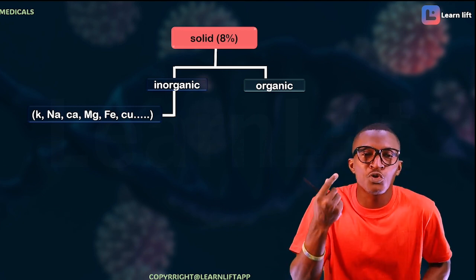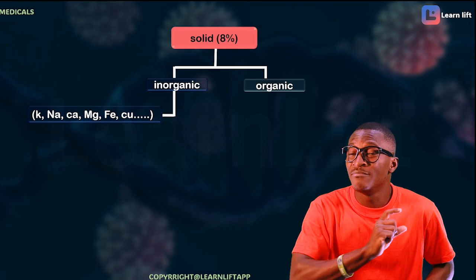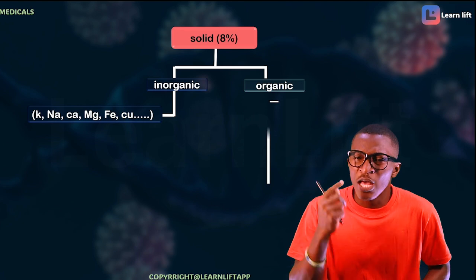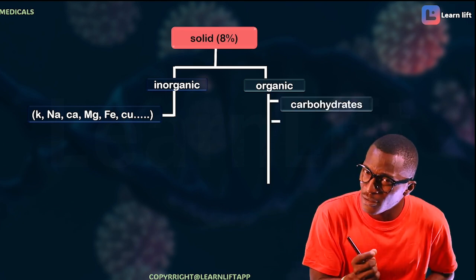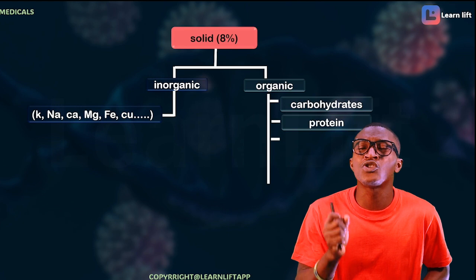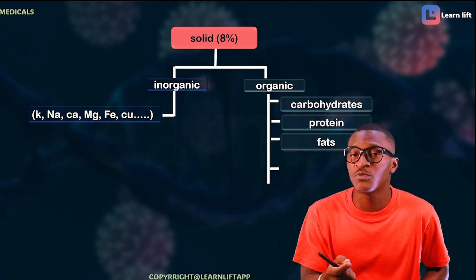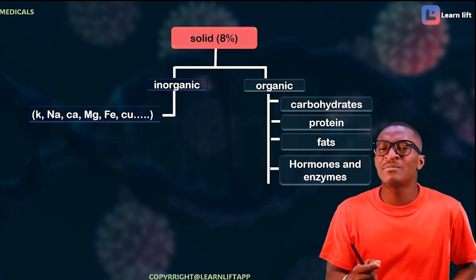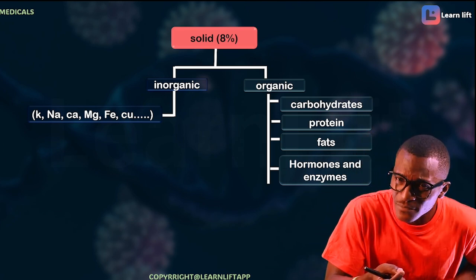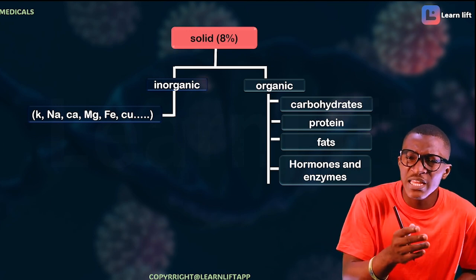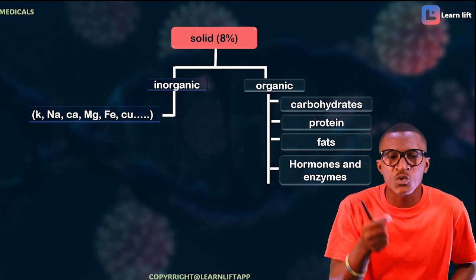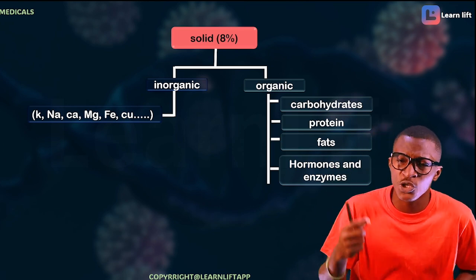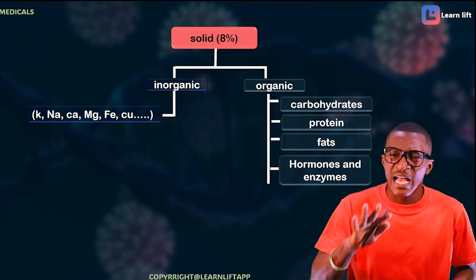Now, when we talk about organic, what should come to your mind? When you hear organic in biochemistry, in medical college, or in your medical field, several things will come to your mind. Number one is your carbohydrates. After all, carbohydrates are organic. Number two, we have your protein. Number three, we have your fat, which are called your lipids. And number four, we have your hormones and your enzymes. So your hormones and your enzymes make up your organic too. Are you with me? So what are the inorganic? We have sodium, potassium, magnesium, iron, copper. But the organic, we have the carbohydrate, your protein, your fat, your hormones, and your enzymes. Please, I believe you understand.